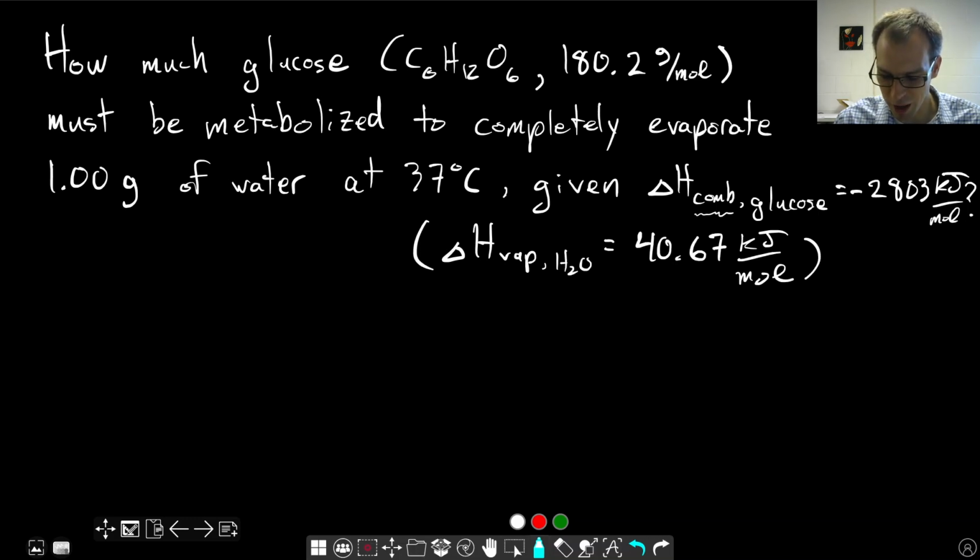You'll see this often with enthalpy values for reactions. We sometimes have specific types of reactions we're talking about, and so we put that, so COMB is short for combustion. You'll see that often, delta H combustion. You may see delta H of other types of reactions as well. But the enthalpy of combustion of glucose is negative 2803 kilojoules per mole. The other thing that's relevant here is that the enthalpy of vaporization of water is 40.67 kilojoules per mole.